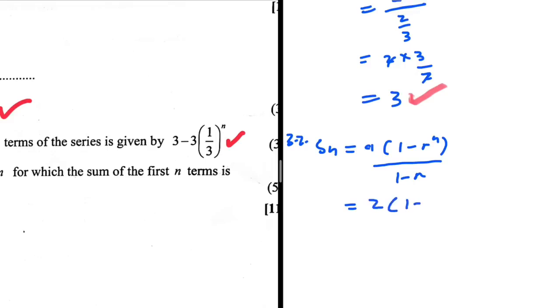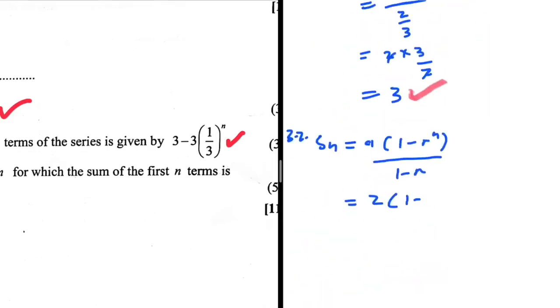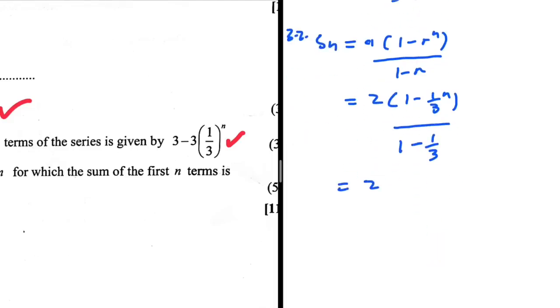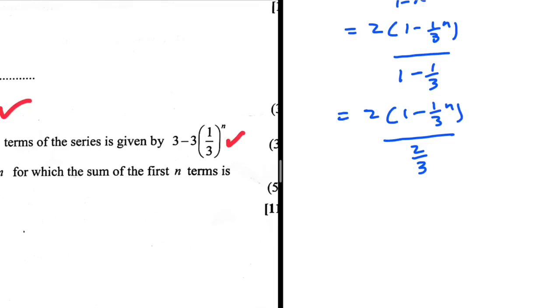r is 1 over 3, like we determined. So we have 1 over 3 to the power n. Everything divided by 1 minus r. So that is 1 minus 1 over 3. So we will get 2 multiplied by 1 minus 1 over 3 to the power n divided by 2 over 3. Okay, we're making progress. So let's multiply out by 2 on the numerator. We'll get 2 minus 2 over 3.